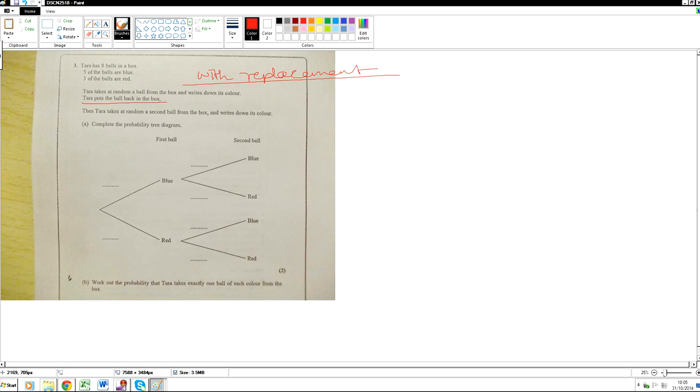When Tara takes a random second ball from the box and writes down its color, complete the probability tree diagram. So how many balls are there altogether? There are 8. So the fraction is going to be out of 8. So the probability of getting a blue ball is how many? 5 out of 8. And the red one is 3 out of 8. Now if we go to the second level, the probability is going to be exactly the same. 5 eighths and 3 eighths. Okay, the probability doesn't change because we are putting the ball back in. Okay, so that's worth 2 marks.